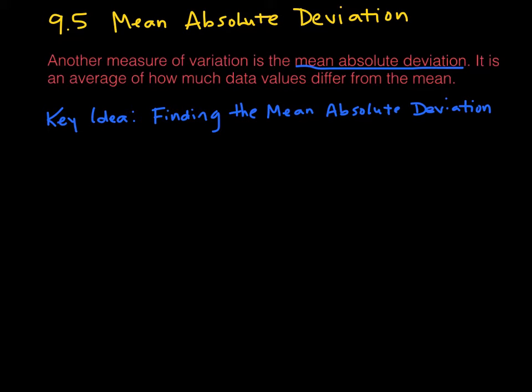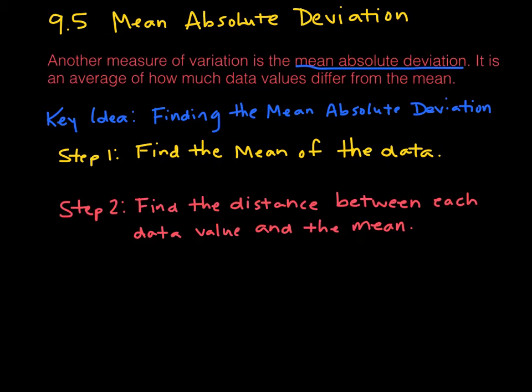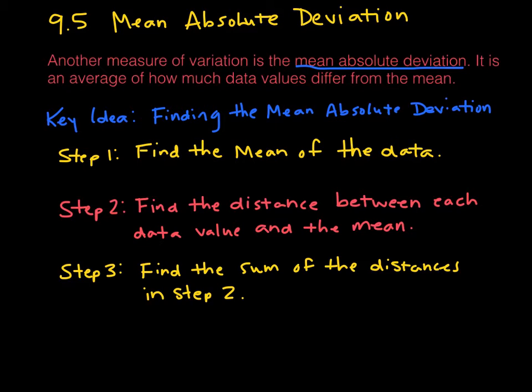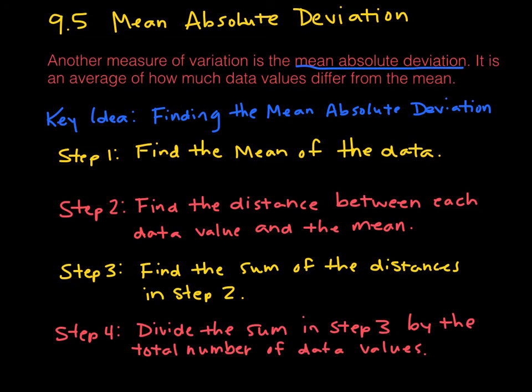Step 1, find the mean of the data. Step 2, find the distance between each data value and the mean. And step 3, find the sum of the distances in step 2. And then step 4, divide the sum in step 3 by the total number of data values.